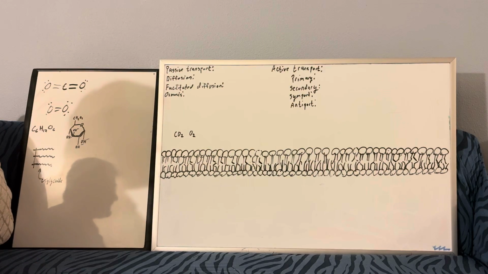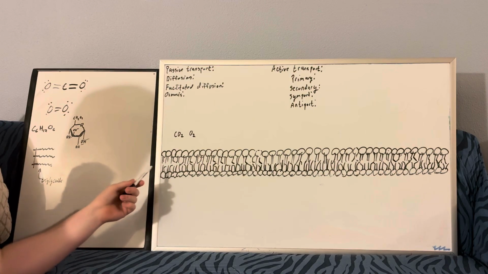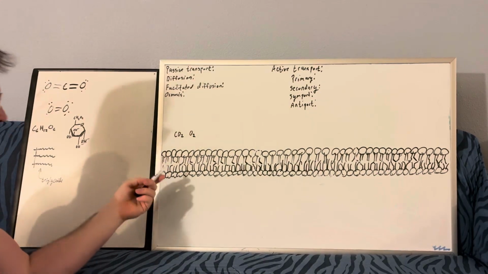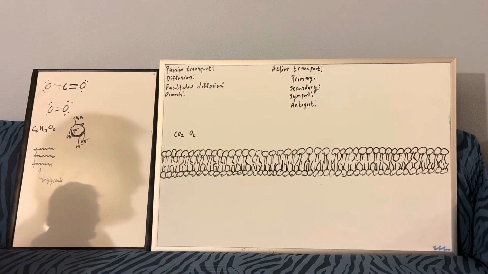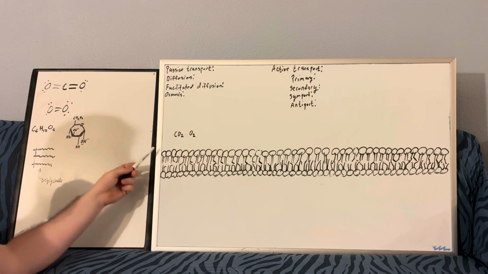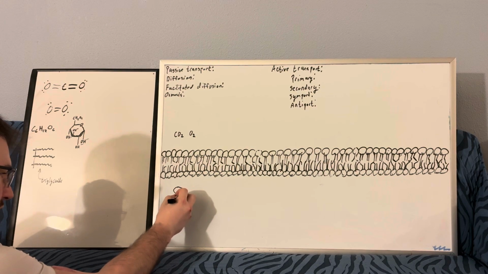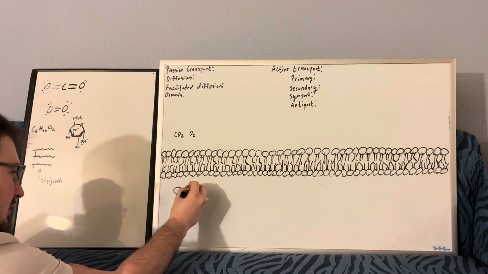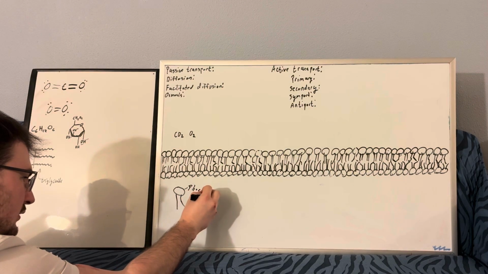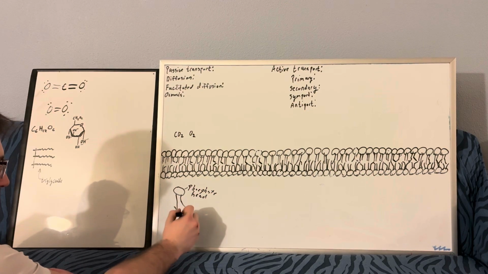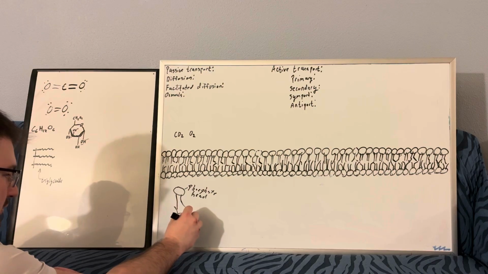So chapter 7 is all about the cell membrane, and I have drawn a gorgeous cell membrane right here. You can see it here. You may remember that the cell membrane is a phospholipid bilayer. So if we zoom in on one of these, we have our phosphate head, and we have our fatty acid tails.